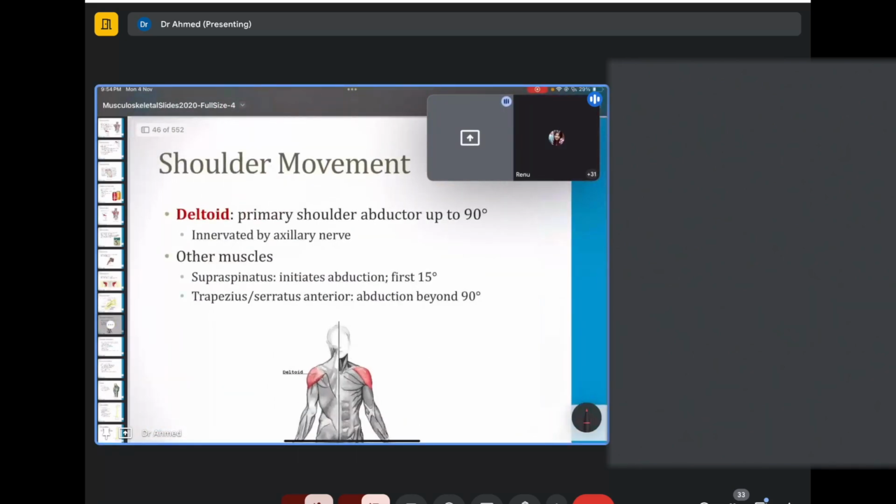Deltoid, as we have already discussed, is going to contribute in abduction, from 15 degrees onwards till 90 or 100 degrees, right? And above 90 degrees, your trapezius and serratus anterior, this large muscle here, is going to help abduct your arm further.